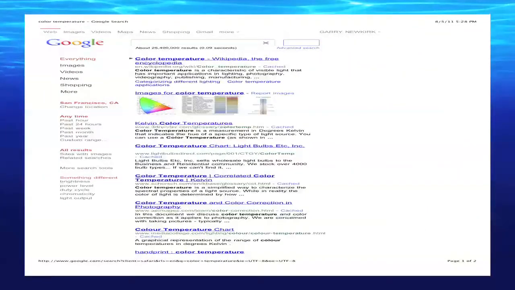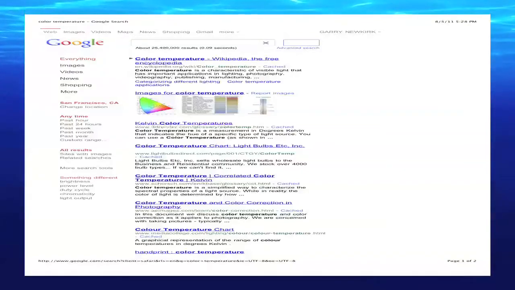The science of color temperature is complex and exceeds the scope of this discussion. To learn more about the science of color temperature, simply search color temperature on the internet and you will find enough written about it to keep you busy for years.